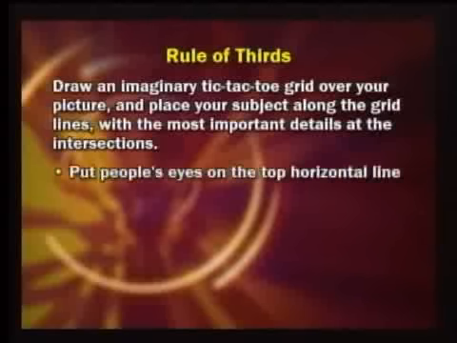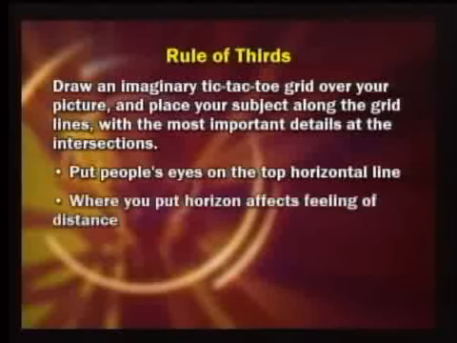Along with that, when we're taking pictures of people, as a general rule, and remember this isn't always the case, put people's eyes on the top horizontal line. You've got your two horizontal lines in your tic-tac-toe grid, put people's eyes on that upper line. As you zoom in more, you want to deviate from that a little bit, but that's the general rule. And then where you place the horizon in scenery pictures affects the feeling of distance. To best illustrate this, I've got an example picture.